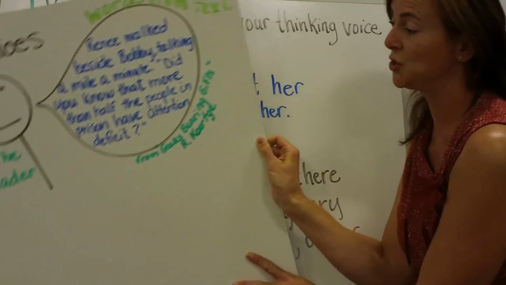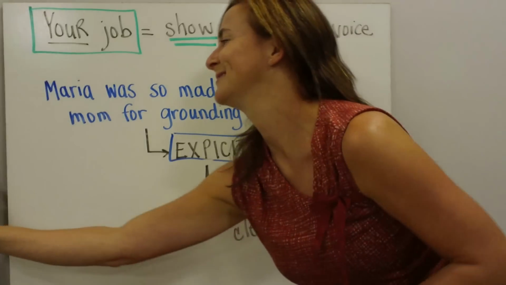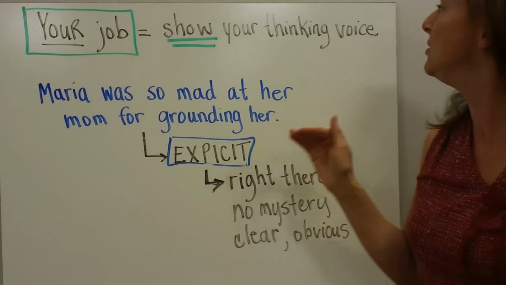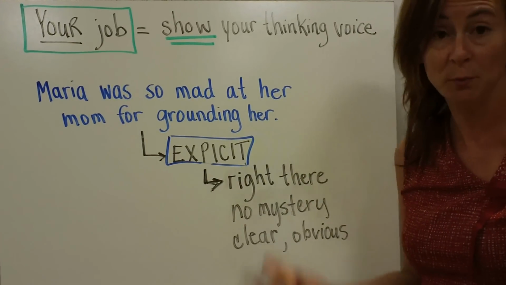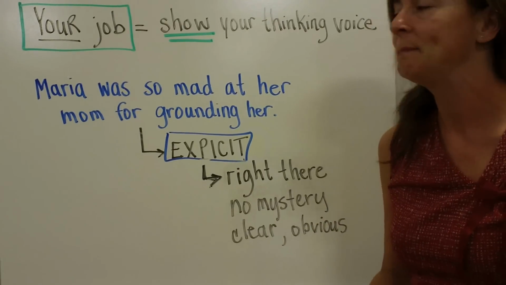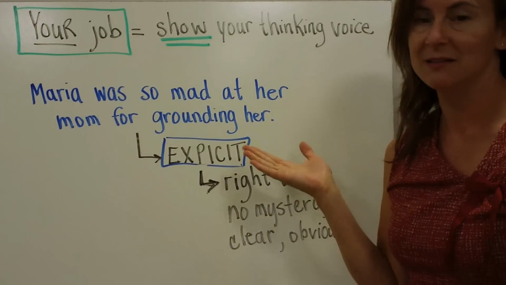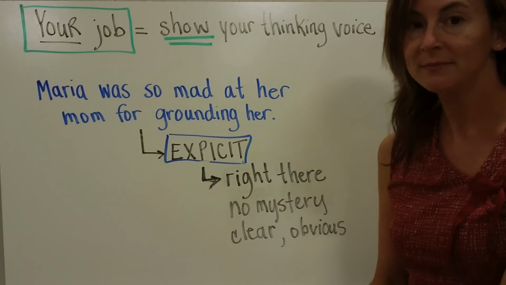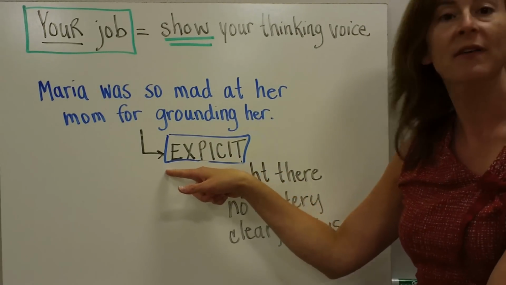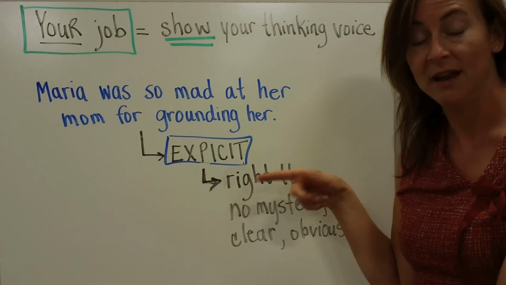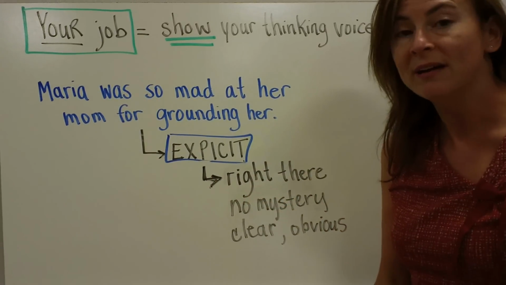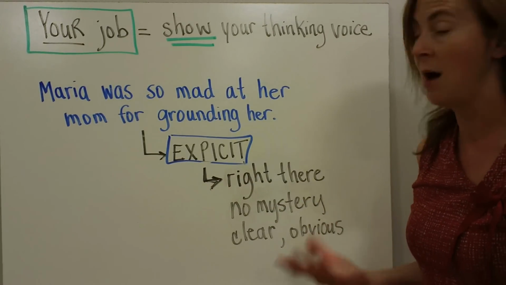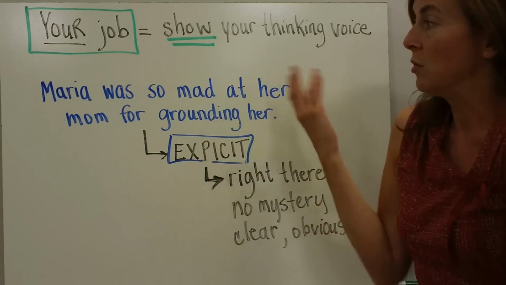Let's apply that to our vocabulary words. Remember, your goal or your job is to show your thinking voice, to support what you've read. Here's a piece of text. "Maria was so mad at her mom for grounding her." That is an example of explicit writing. It's right there. Remember that explicit means no mystery. It's clear. It's obvious. It's literal. Maria was mad.